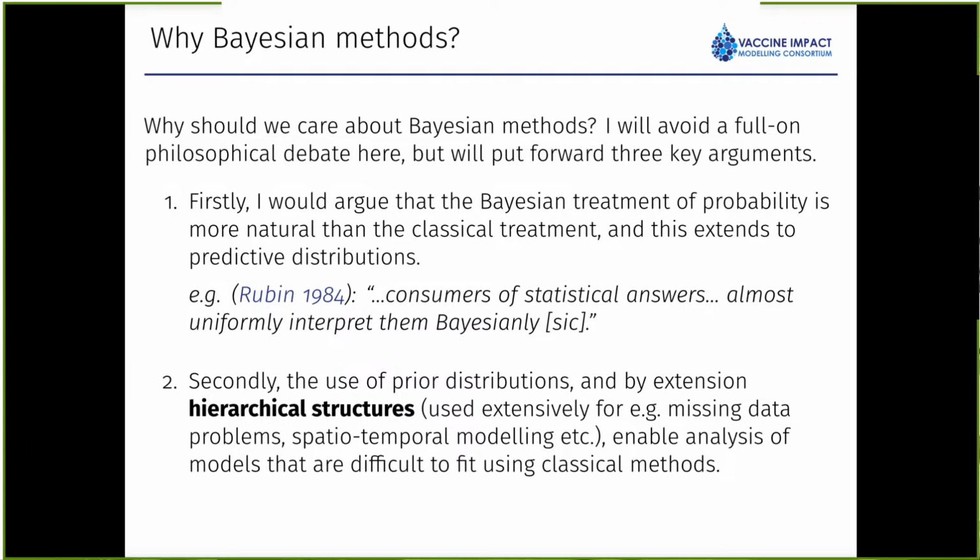Why should we care about Bayesian methods? And I'm going to avoid a massive full-on philosophical debate here. I'm just going to raise a few arguments. The first one I've already raised, which is that I would argue, once you wrap your head around Bayesian stats, that how we treat probability is much more natural than how we treat probability in a classical framework. Okay? Rubin, in this paper from 1984, says that consumers of statistical answers almost uniformly interpret them Bayesianly. And what he means from that is exactly what you were saying over there, is that we get taught 95% confidence intervals as if they are probability statements about the parameters, and they are not.